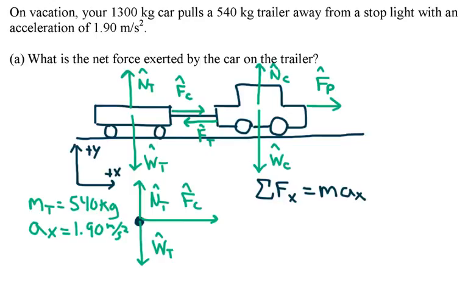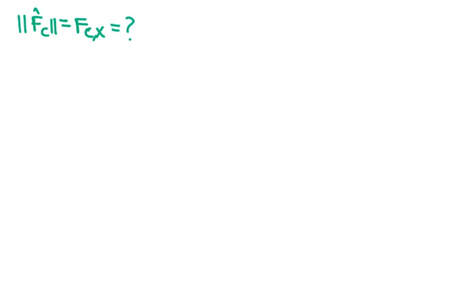So we know that the magnitude of the force from the car is going to be equal to the force of the car in the x direction, which we do not know. And the reason that we know that, again, is because the force from the car is parallel to the x-axis. So that means that the y component of the force of the car is equal to 0 in this case.